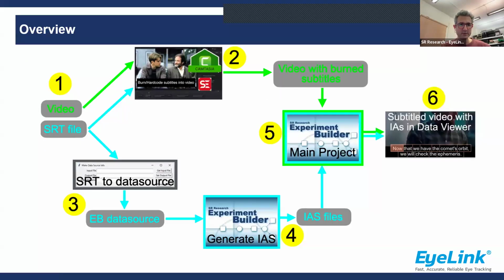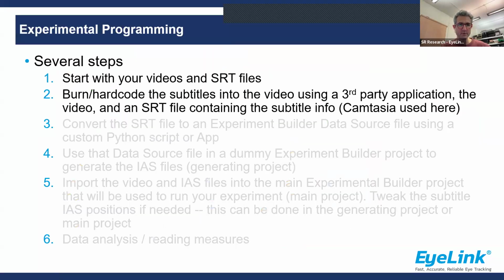Okay, so let's start with the first two steps. Once you have the video and SRT files, you'd need to burn or hardcode the subtitles into the video using some other application that we don't provide, like Camtasia, but I'm sure you have your own software that you're familiar with. Typically this software would need an SRT file containing the subtitles.